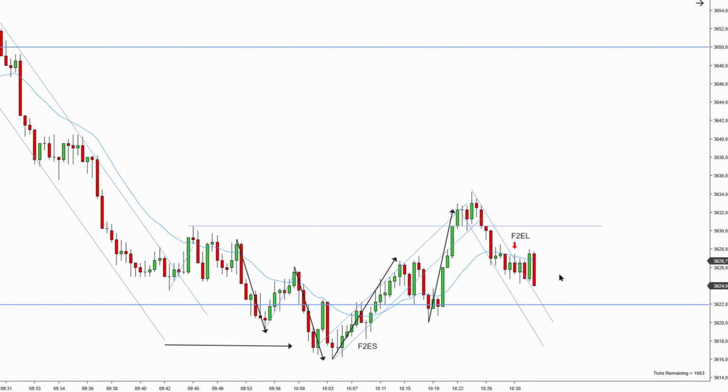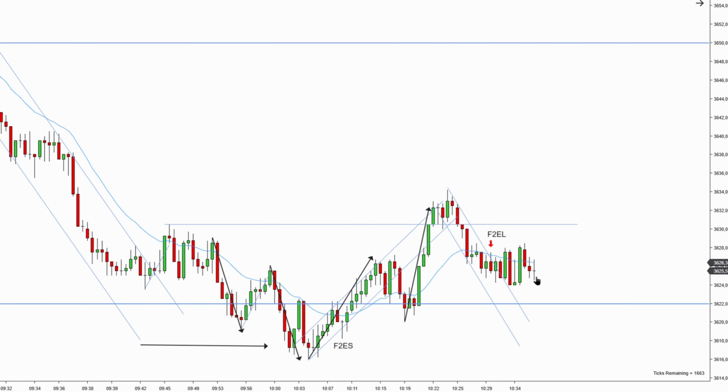Remember, trading is about probabilities. We only make money if we follow the rules. So in the long run, we have numbers on our side. You can see that the analysis hasn't really changed.